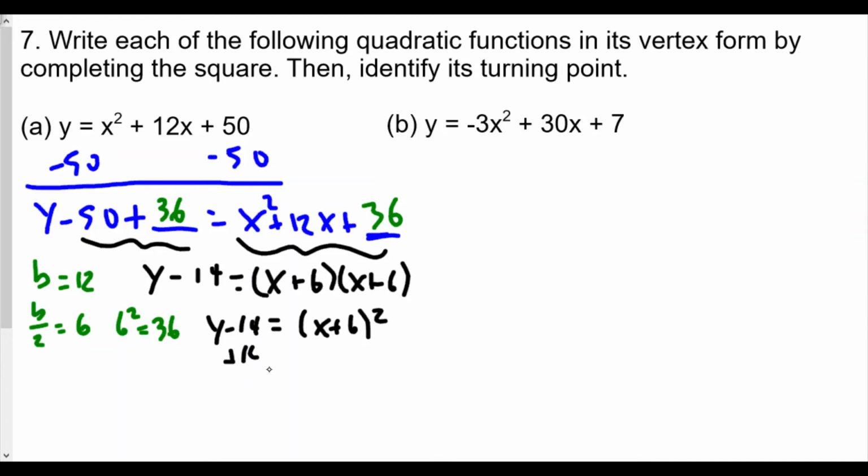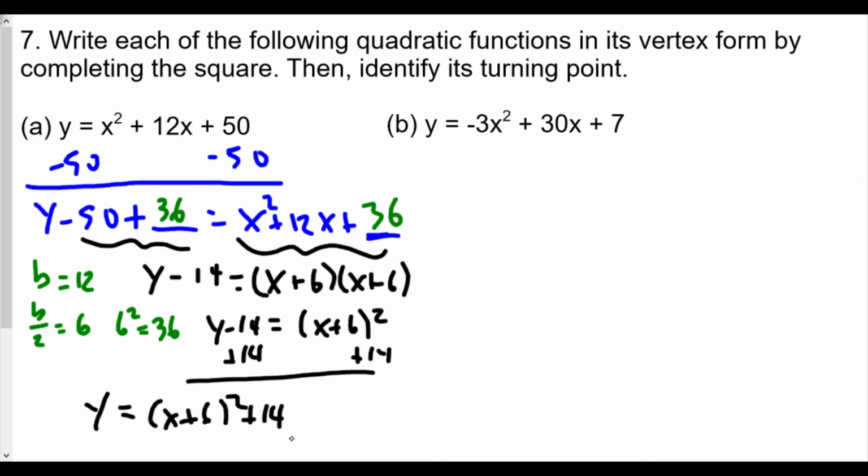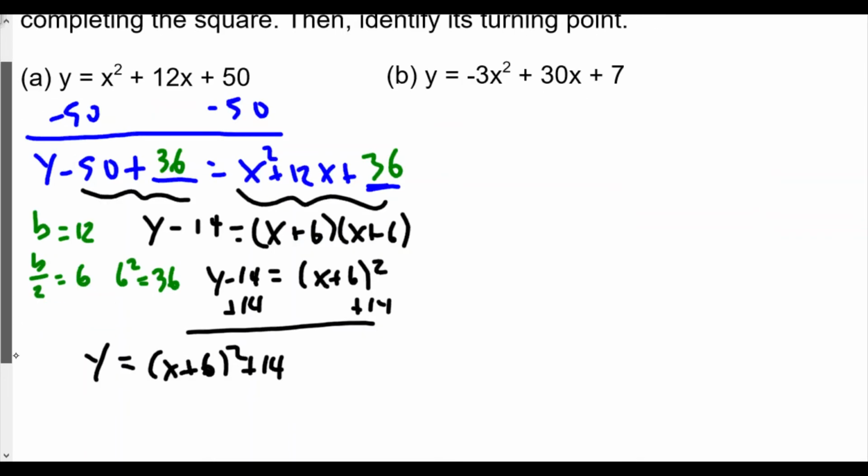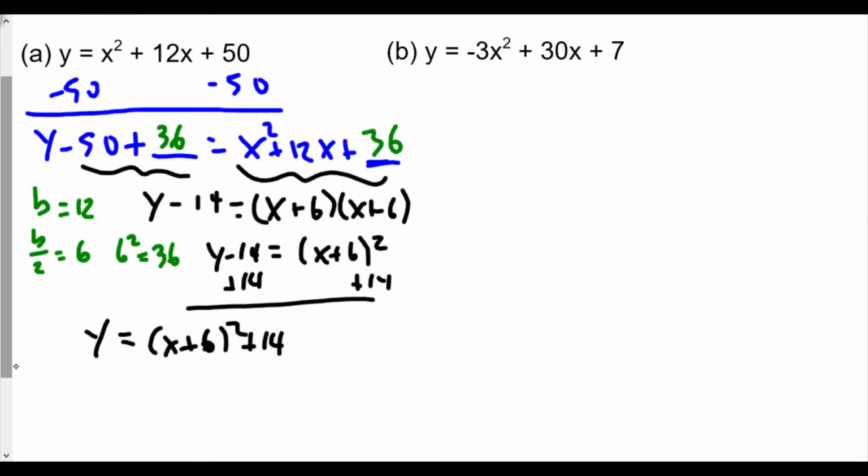Add 14 to both sides. We get y equals x plus 6 squared plus 14. And so the turning point would be, after doing a number of these, negative 6 comma 14.